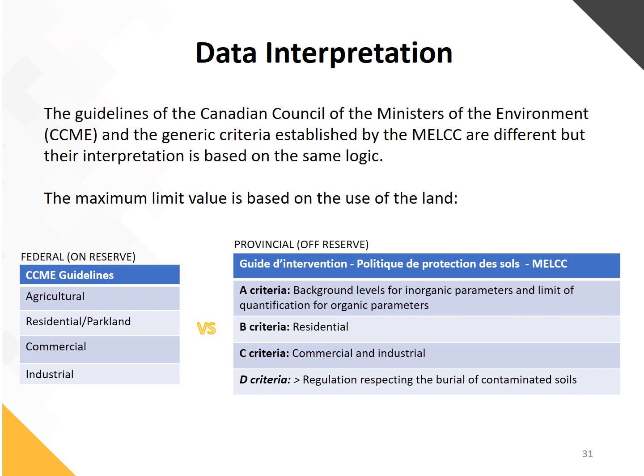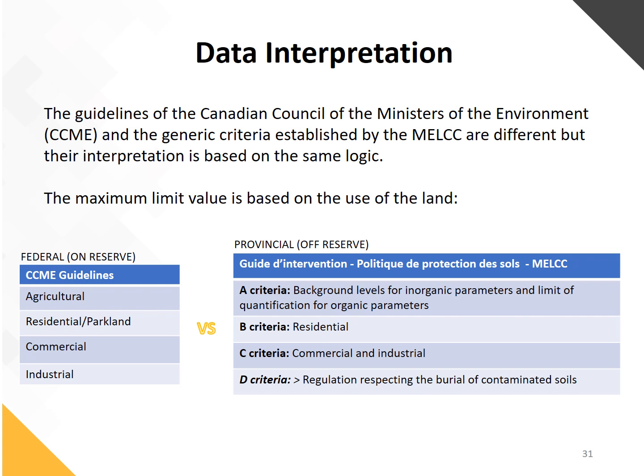But what you need to know is that the way they interpret the information is pretty much the same, because the maximum limit value will always be based on the use of the land. So you might be on provincial land or on federal land, but you're always going to look at what the activity at the site is. Is it agricultural, residential, commercial, industrial? And you're going to do the interpretation regarding this activity.